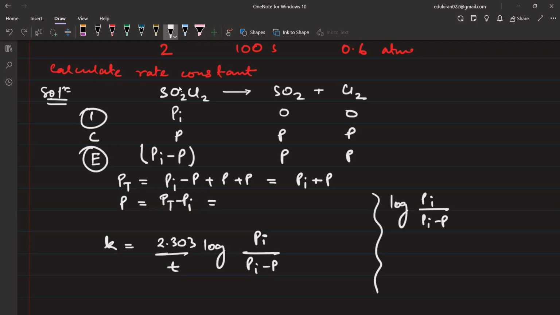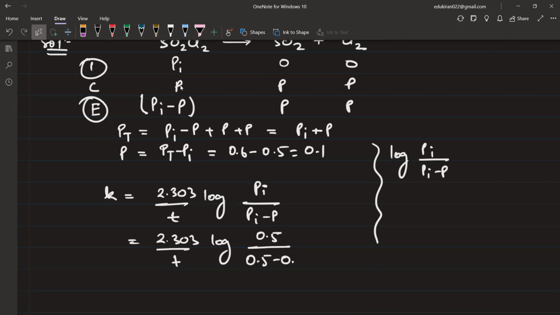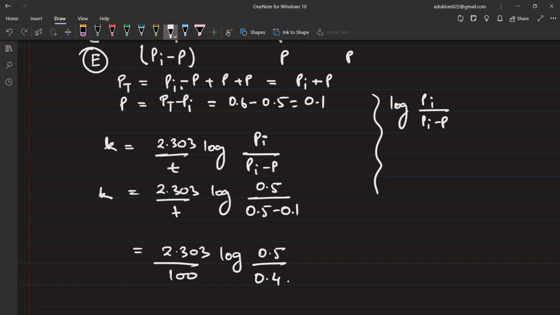अच्छा, P is equal to कितना आ रहा बताइए तो जरा. P टोटल था हमारे पास 0.6 minus 0.5 which is equal to 0.1 है ना. 0.1 हो जाएगा ये. Which is equal to 2.303 divided by T log of Pi is 0.5 divided by 0.5 minus 0.1. This is K. T is equal to 100 na, 100 seconds. So you'll write 2.303 divided by 100 log of 0.5 upon 0.4. Please write this.